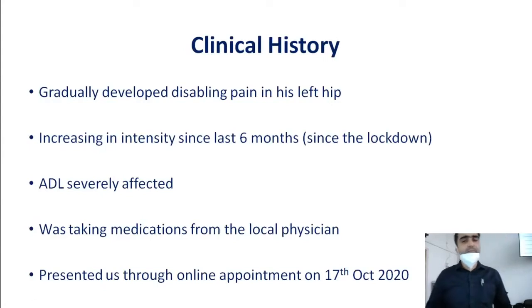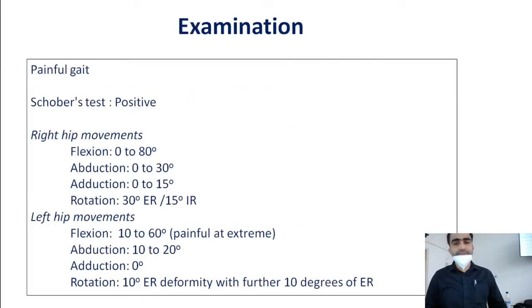So now this is the current clinical history of the patient. The patient presented to us with gradually developing, disabling pain in his left hip, which has been increasing in intensity for the last 6 months, since the period of lockdown. His activities of daily living were severely affected, and he is on continuous painkiller medications from the local physician. He presented to us through an online appointment on 17th October 2020.